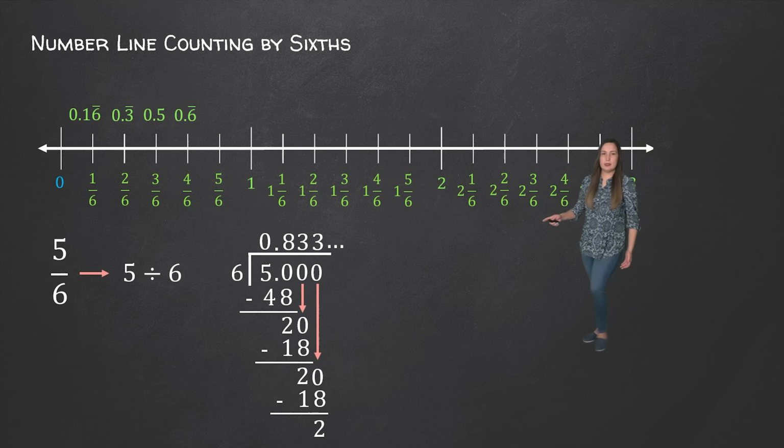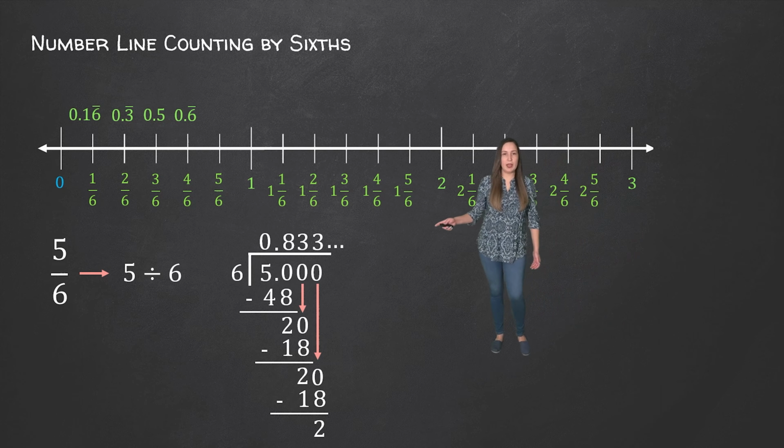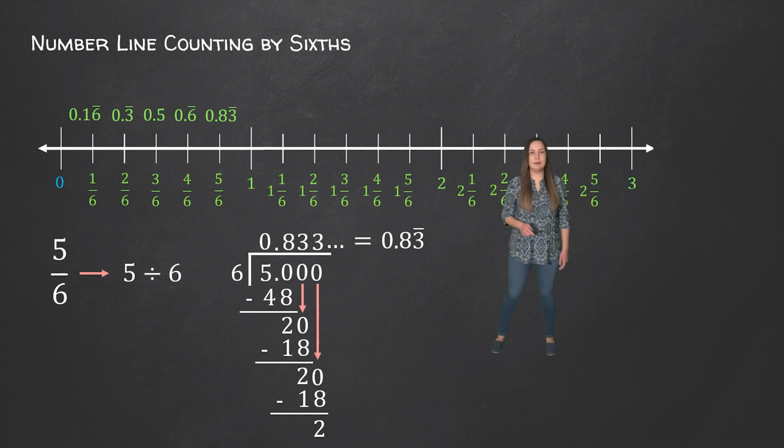So notice that this decimal will continue with this pattern, where we have 0.83 and the 3 keeps repeating, not the 8. So we're going to write the decimal equivalent over 5 over 6. All right?